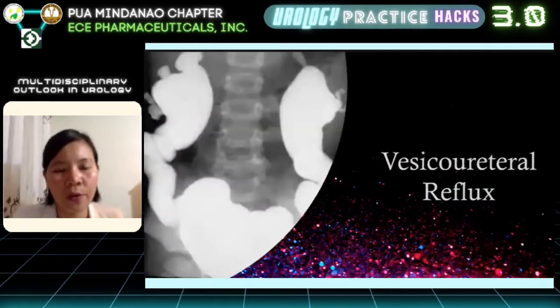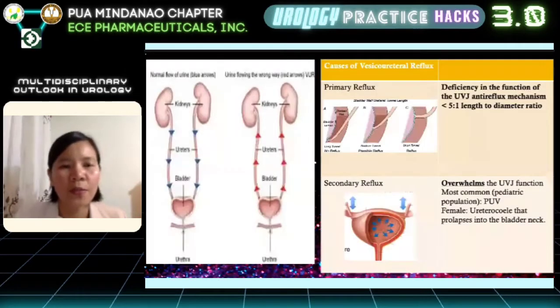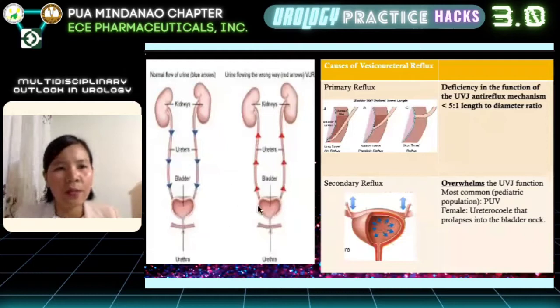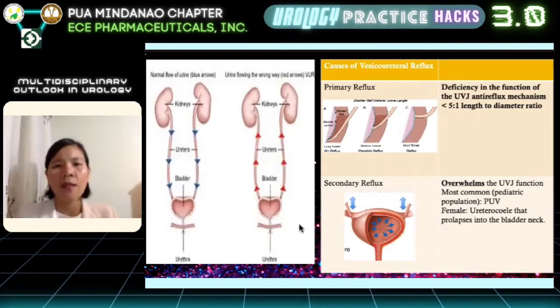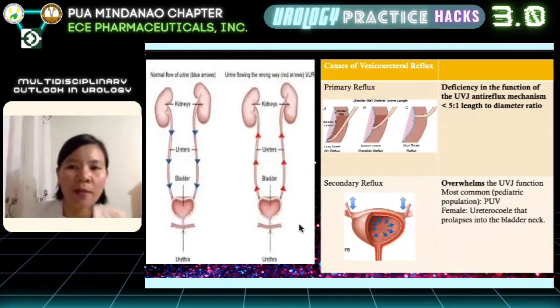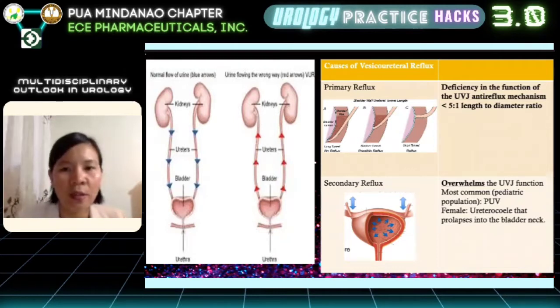Another risk factor for pediatric patients in developing UTI is vesicoureteral reflux. So vesicoureteral reflux represents the retrograde flow of urine from the bladder to the upper urinary tract. So we have the primary reflux and the secondary reflux. For primary reflux, the main reason is that there is a fundamental deficiency in the function of the UVJ anti-reflux mechanism. For secondary reflux, the UVJ is overwhelmed by problems other than deficiency in the UVJ.